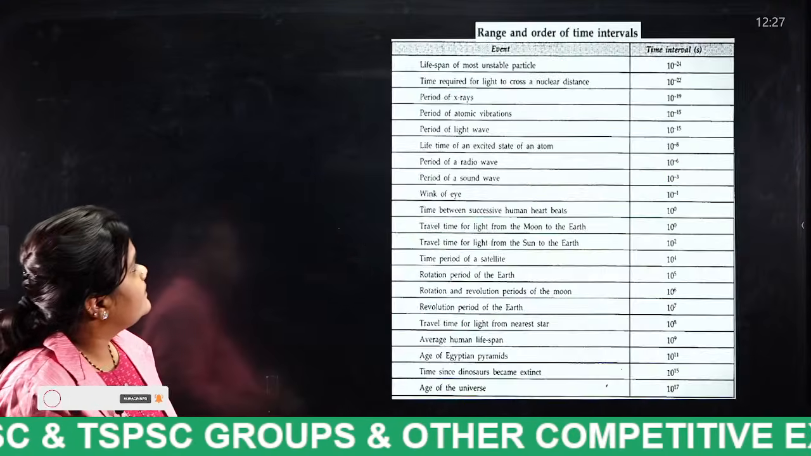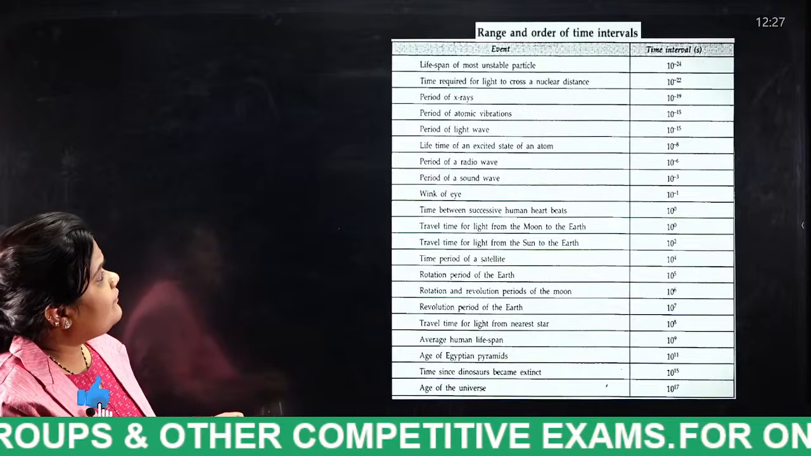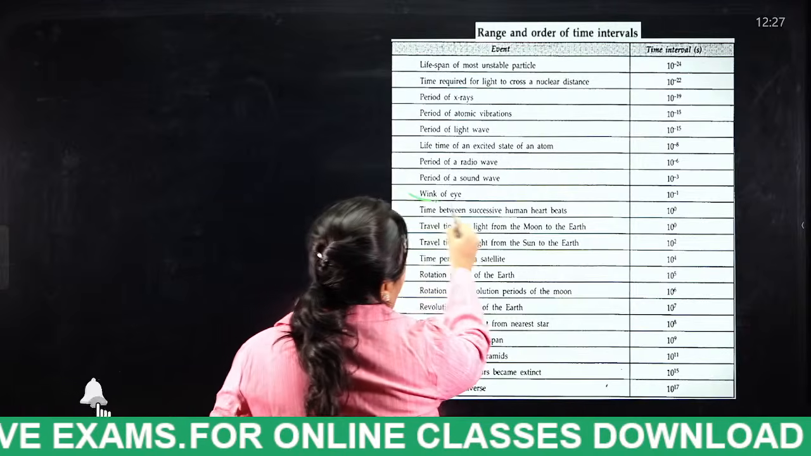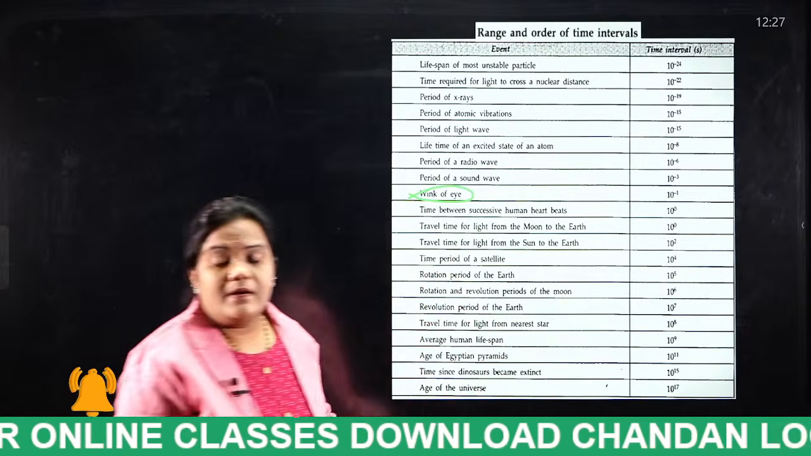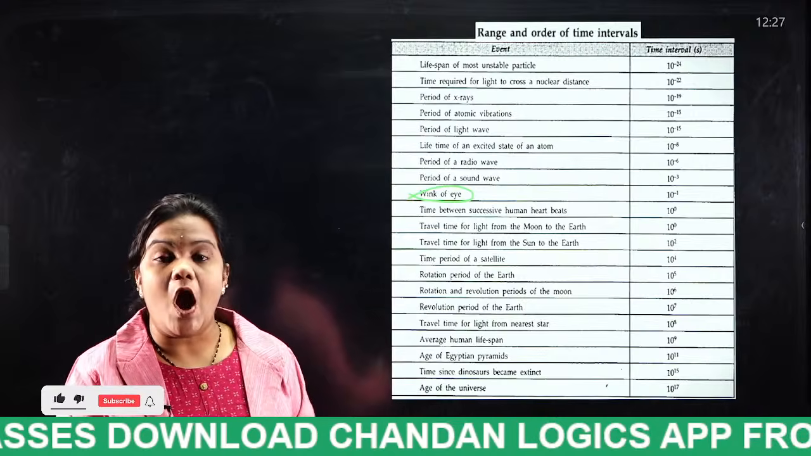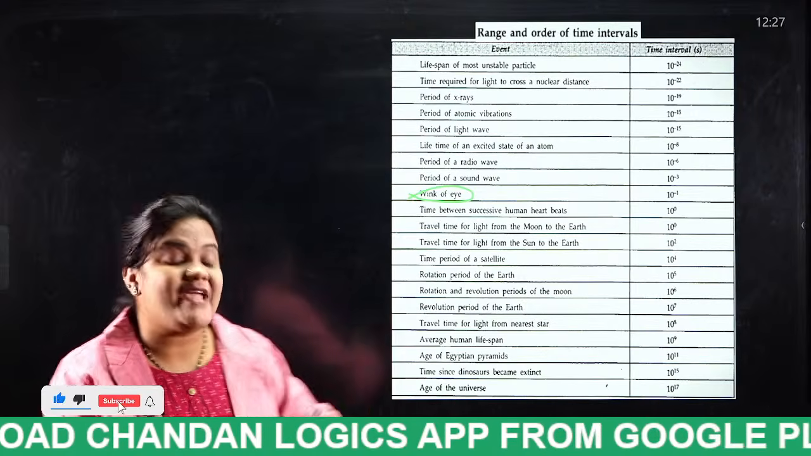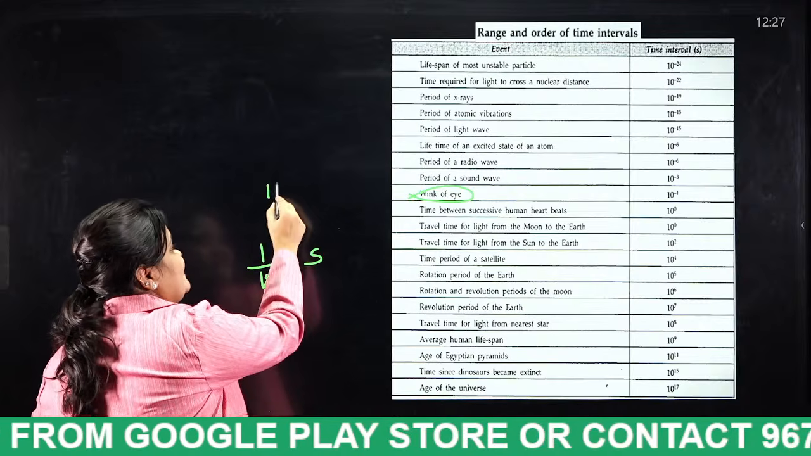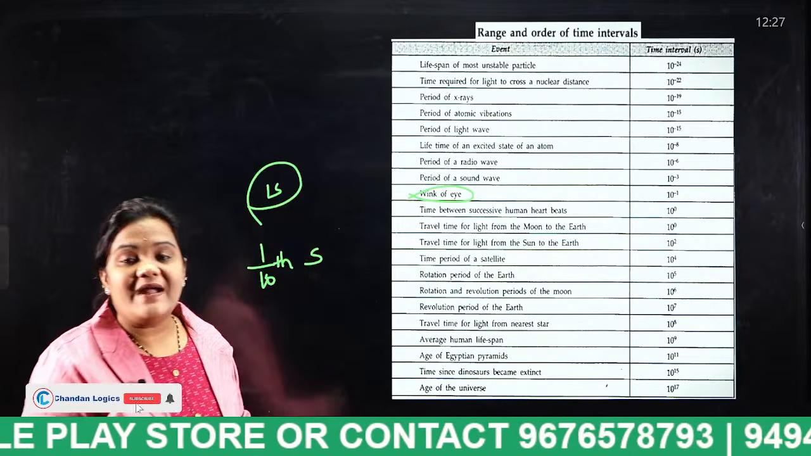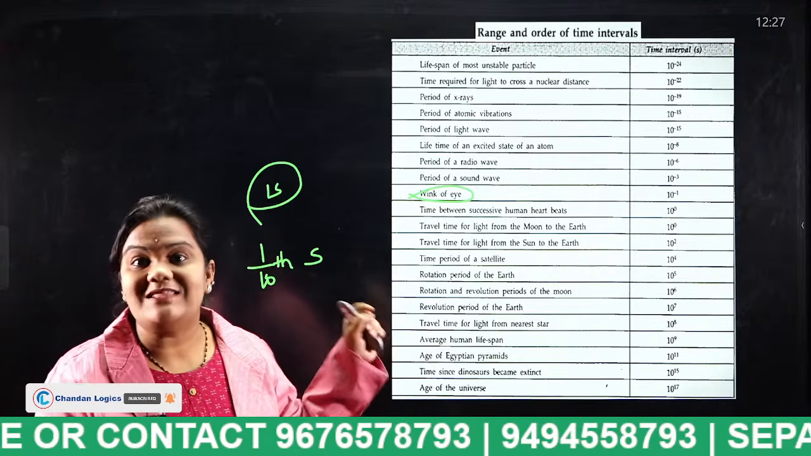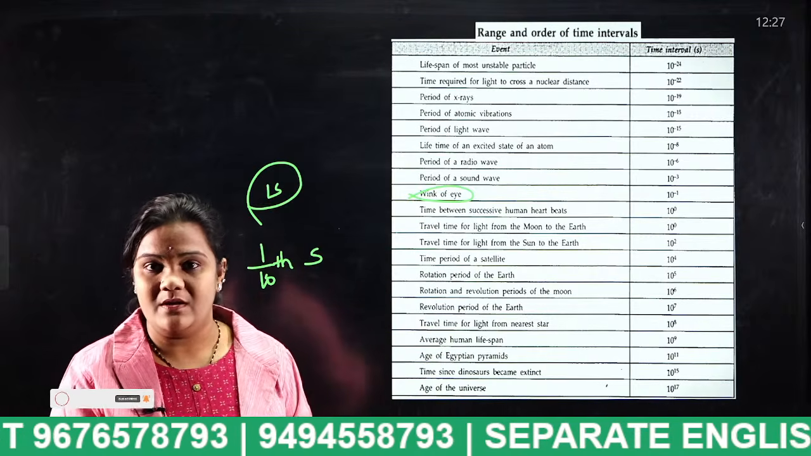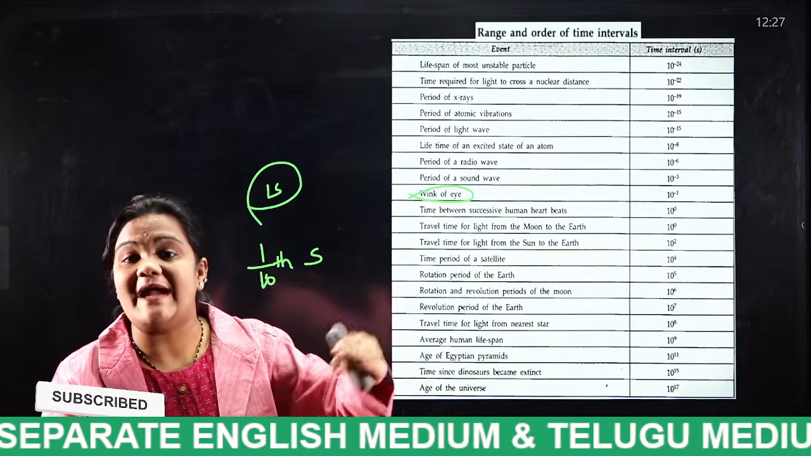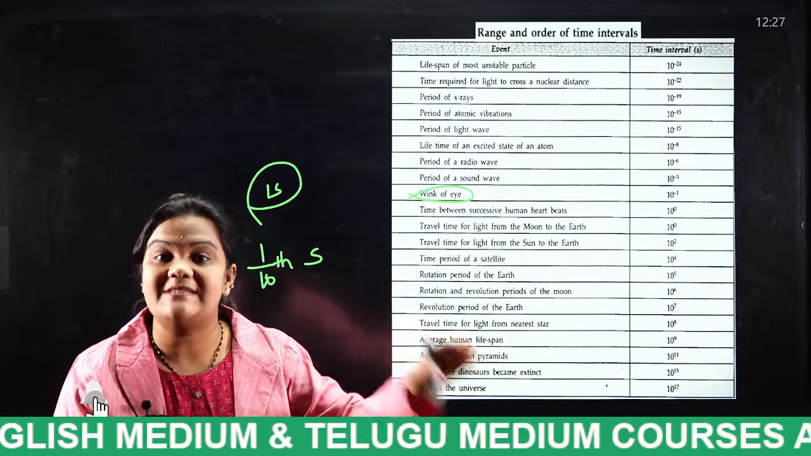Next. So, range and order of time intervals. So, these are important things. Wink of an eye. Okay. So, in order to wink our eye, how much time is it taking? It is taking 1 by 10th of a second. So, the wink of an eye takes just 1/10 of a second. Very, very important. How much time does the wink of an eye take? 1 by 10th of a second.